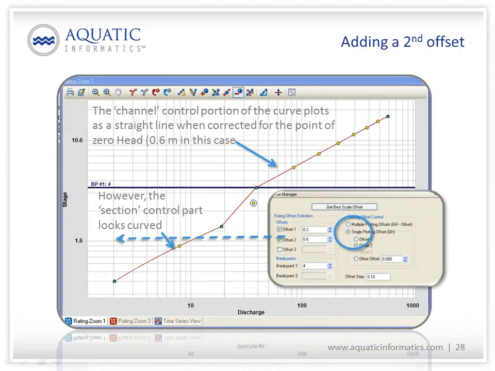In this case, I can add my second rating offset, which is valid for the upper segment of the curve, and I can plot to that second scaling offset using the offset 2 option. So now the upper segment of the curve is plotting correctly, but my lower segment of the curve, which should be plotted to a scale offset of 0.3, is going to be somewhat distorted.